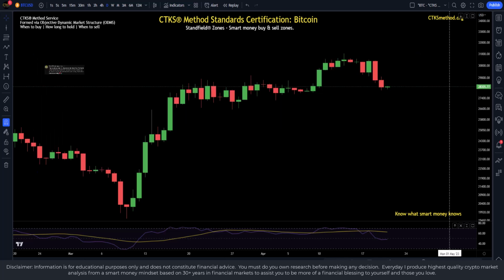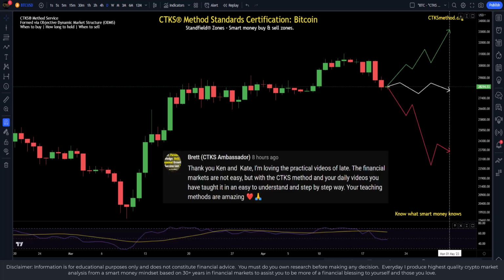We're going to use three-dimensional thinking and the CTKS method. I've turned off the levels because they become a little overwhelming if you don't know how to read them. And I just want to let people know that the CTKS service will be starting up soon. For the longer-term trader or the investor, this is out to the end of April.